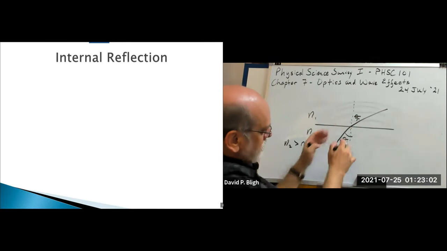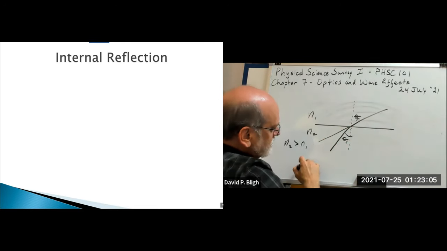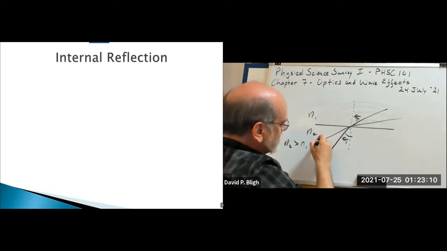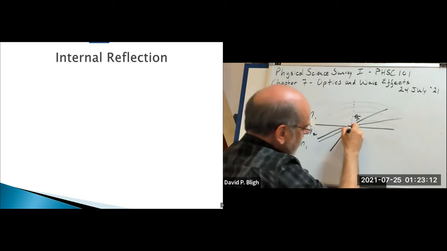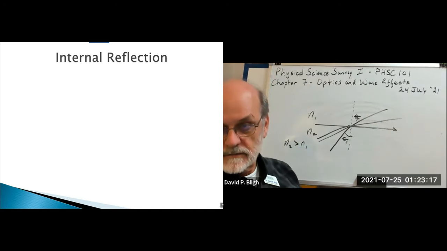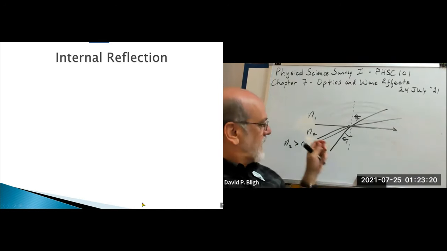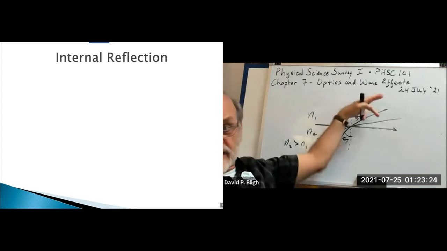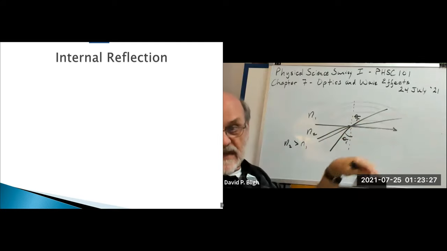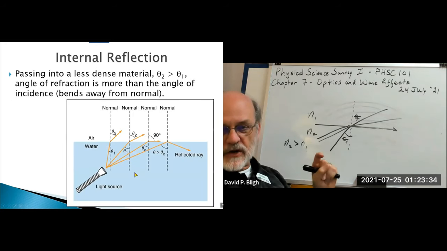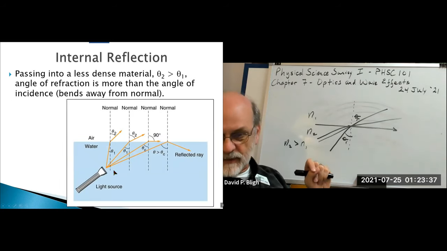Well, what if you keep bending this one like that? Now the light beam is going to be like this. And there comes a time where you bend it like this, and the light beam runs parallel to the surface. Right? And if you just keep bending this one, then actually the light beam doesn't exit the medium. It reflects back into the medium. Okay, that's called internal reflection.